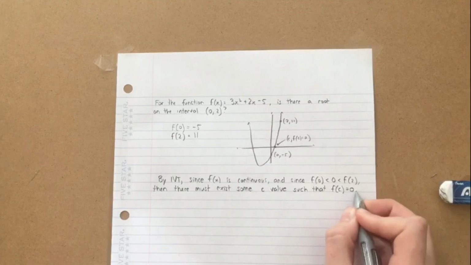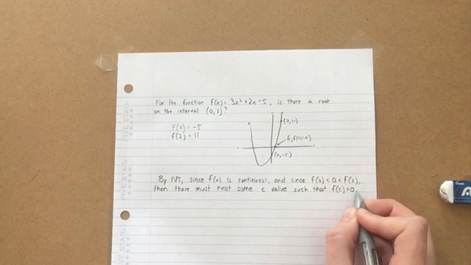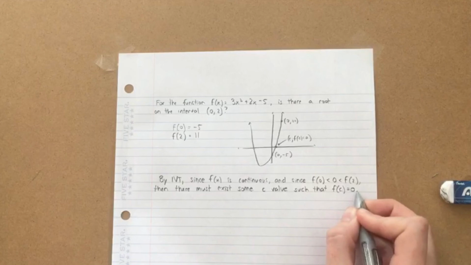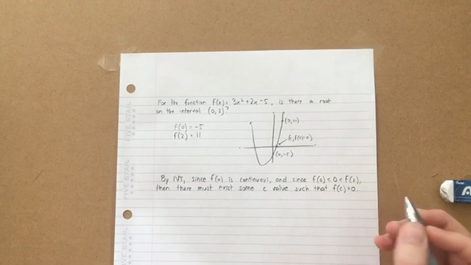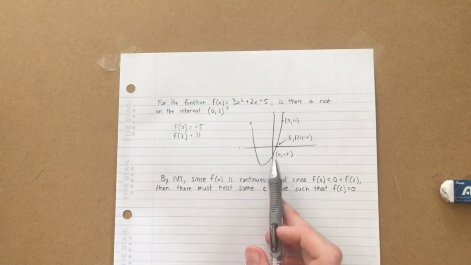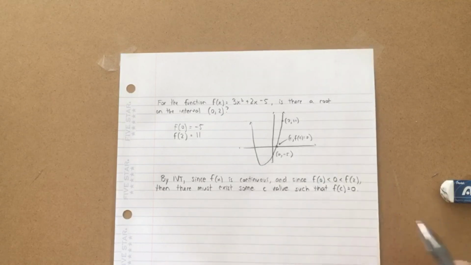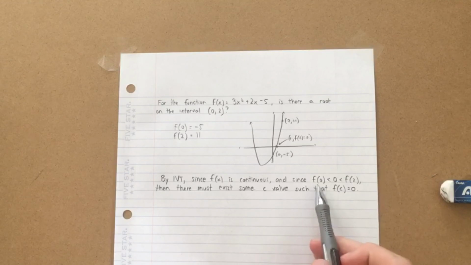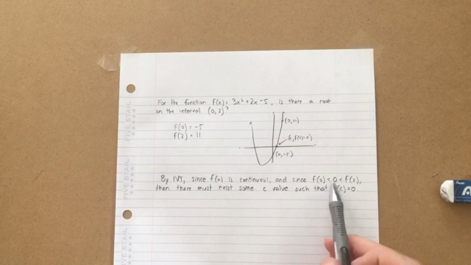Please note that I made a small error in my statement. I should have said, then there must exist some c value in the interval 0, 2 such that f of c equals 0. It must be clear that this value is in that interval. So this might look kind of convoluted, but it's really just saying that yes, there is some c value between these two where the y value is 0, right? Because it's between -5 and 11.